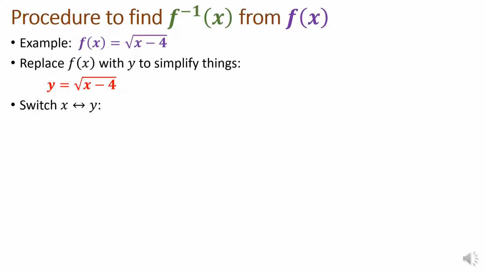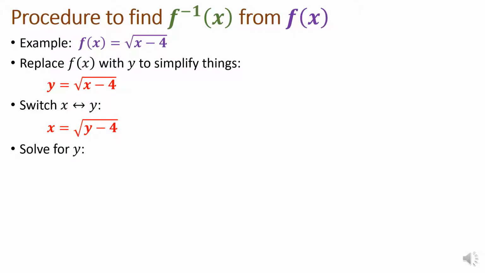Now we're going to switch x and y. So even doing this algebraically, we're still following this concept of changing the inputs and the outputs. And so we're just going to rewrite this with x in place of y and y in place of x. So x equals the square root of the quantity y minus 4.